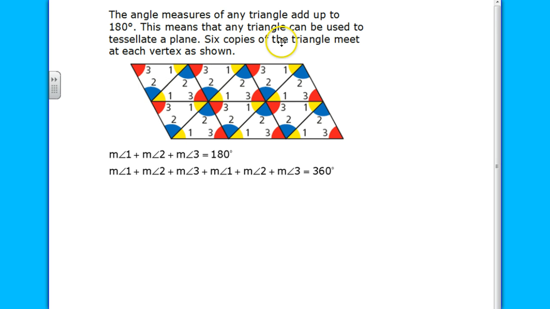We know that the angle measures of any triangle add up to 180. This means that any triangle can be used to tessellate a plane, but we would need 6 copies of the triangle meeting at each vertex as shown, because again, the three different angles of the triangle add up to 180, so we would need to repeat that, right? We would need another 180 degrees to get the full 360 degrees you need meeting at the vertex in a tessellation. So, very good. So we can see angle 1, 2, 3, and angle 1, 2, 3, and angle 1, 2, 3 come together and form a vertex in a tessellated plane.